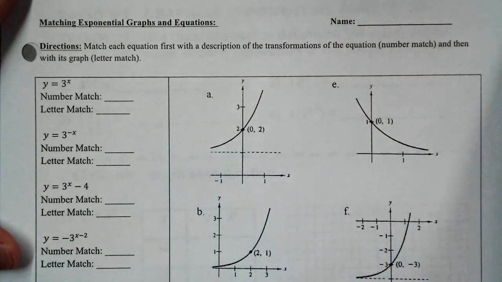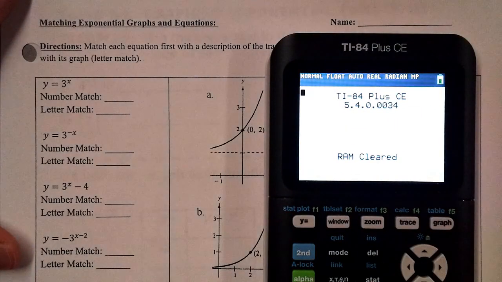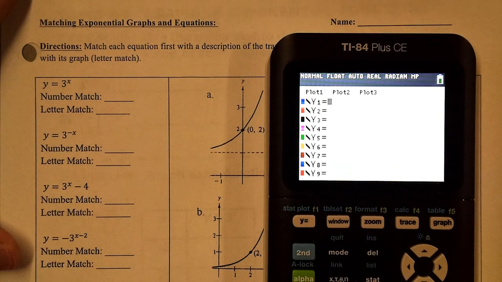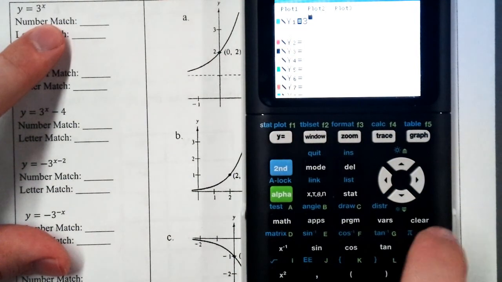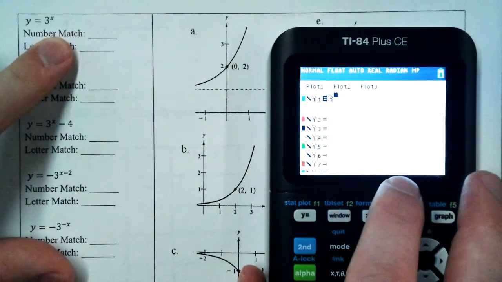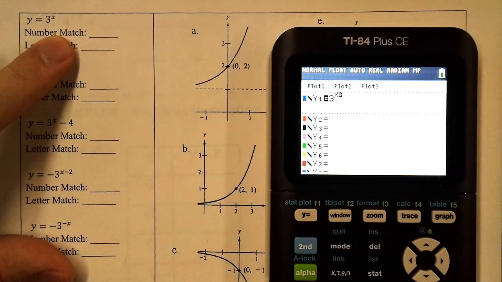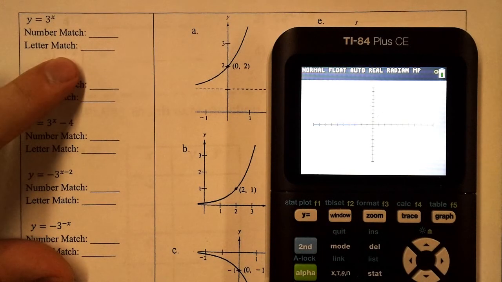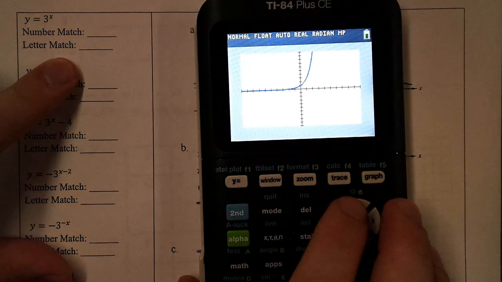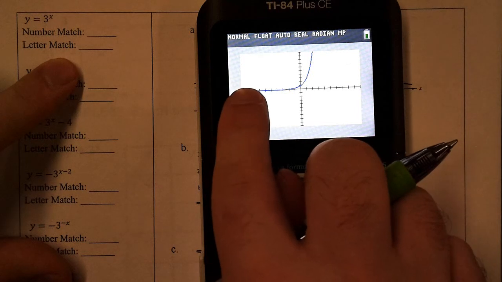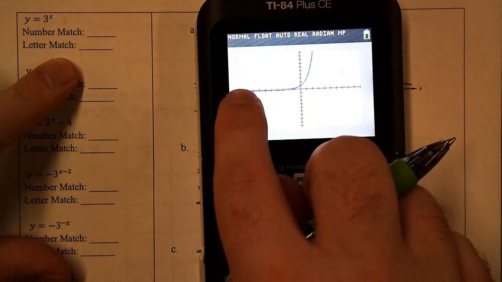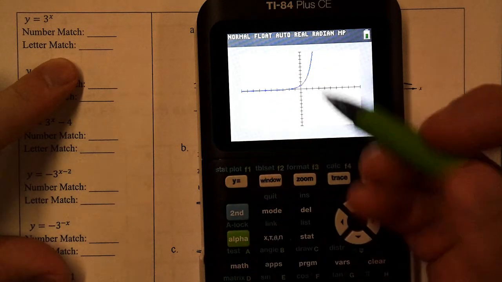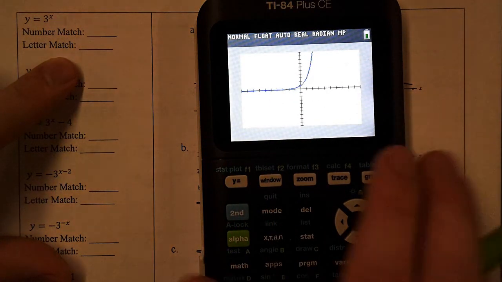So, if we had y equals 3^x and we graphed it, type in 3. Now, to get the x as the exponent, you've got to use this caret button, and it's going to give you a floating number up there, and now we can type in x. Hit graph. Let's see what it looks like. So, the asymptote here is at y equals 0. It's going up, it's increasing, and it looks like it hits right there at (0, 1).